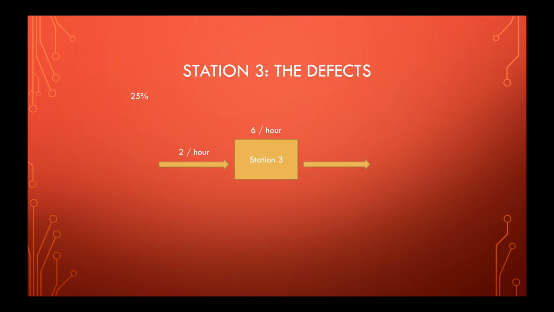Moving to Station 3, we have the 2 unit per hour arrival rate calculation from the split routing, and a 6 unit per hour processing rate. Take a moment here to solve the utilization and throughput of the system. If you got 0.33 for utilization and a throughput of 2 units per hour, you're on the right track.